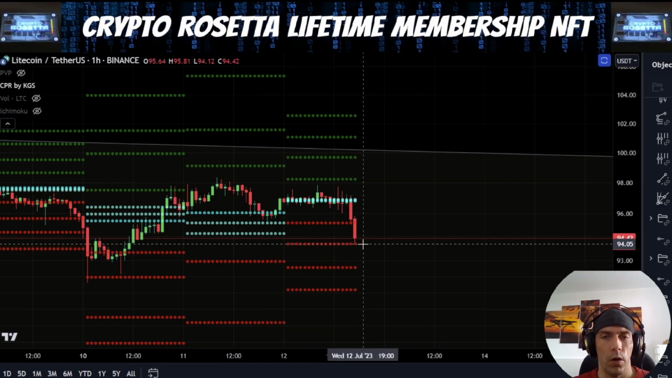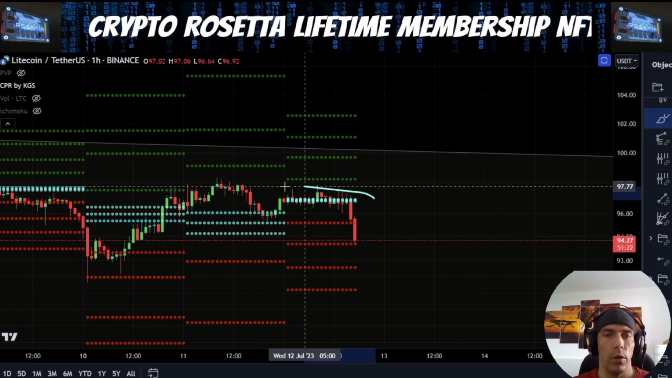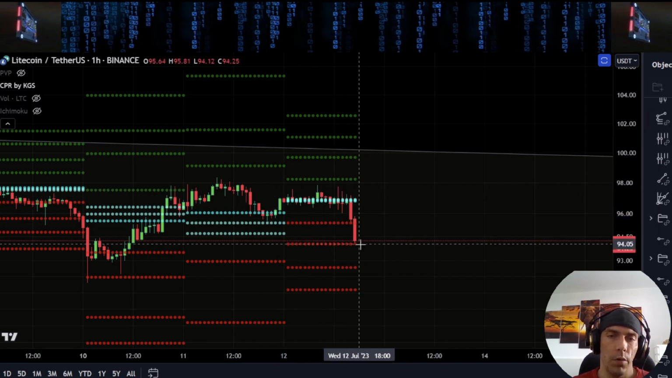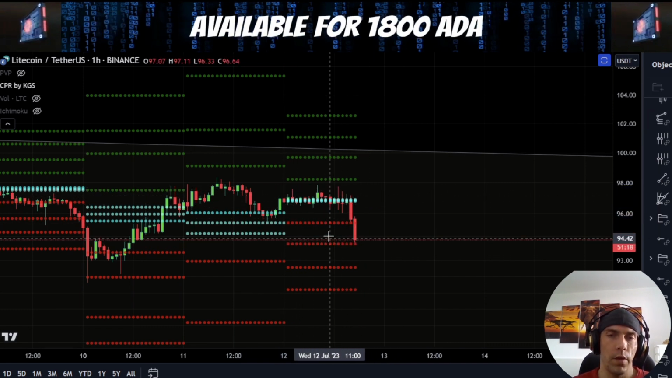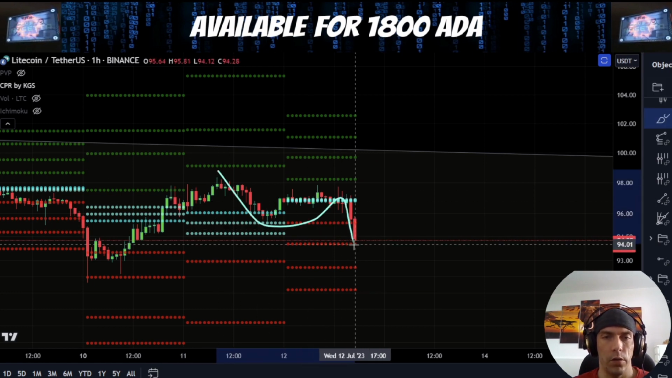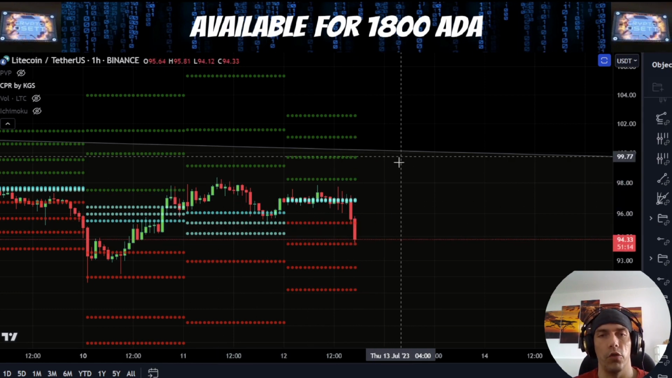Having a look at the daily CPR lines here, what we can see is that we do have this R2, which we're currently interacting with at this 94.05. We have lost the central lines here, and we've hit this secondary target. If we do maintain this, this would align with that idea of this being a B wave and then possibly looking to push to the upside.